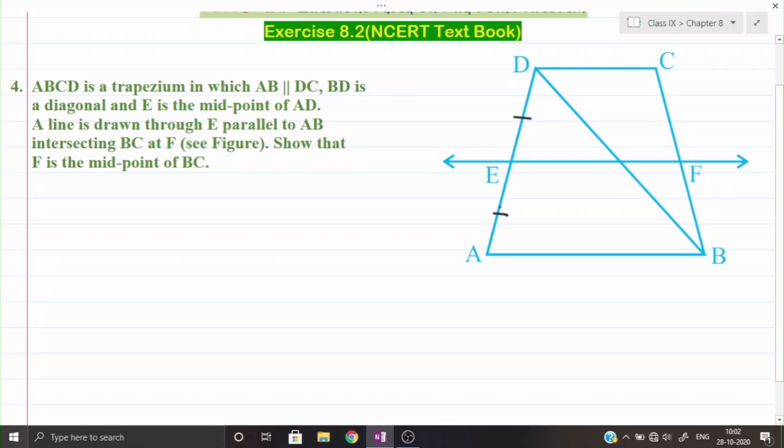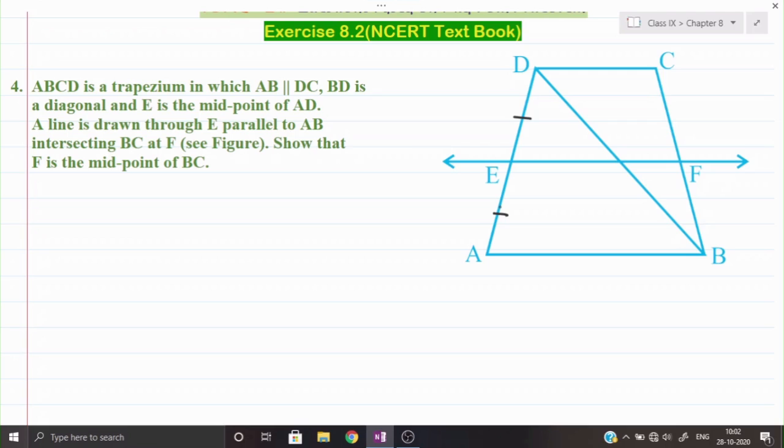A line is drawn through E parallel to AB, meaning the line you see enclosed by the two arrows is parallel to AB. So we can say that EF is parallel to AB, because E and F are two points on that line, so that part of the line is also parallel to AB, intersecting BC at F. We have to show that F is also the midpoint of BC.